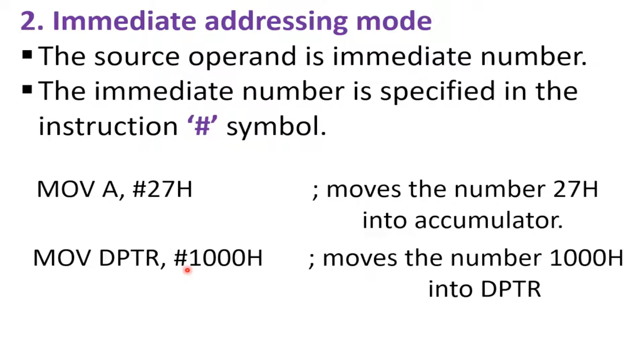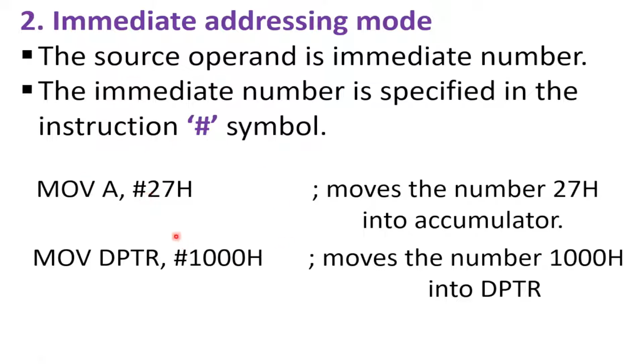There is one more example where MOV DPTR, #1000h is mentioned. Here you will find that the source operand is a 16-bit number. It is a 16-bit number because in hexadecimal 4 digits correspond to 16 bits in binary, and it moves the number 1000h into DPTR. So DPTR will now be 1000h. So the number which is to be moved is mentioned in the instruction itself.